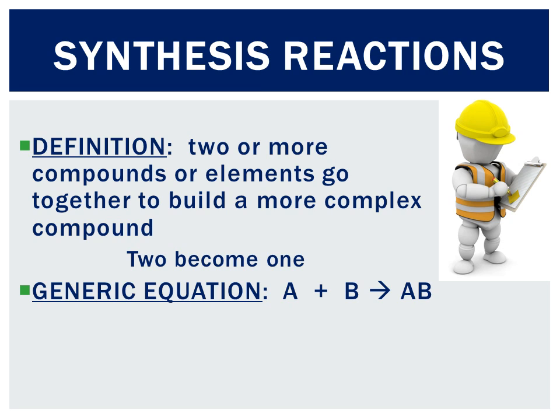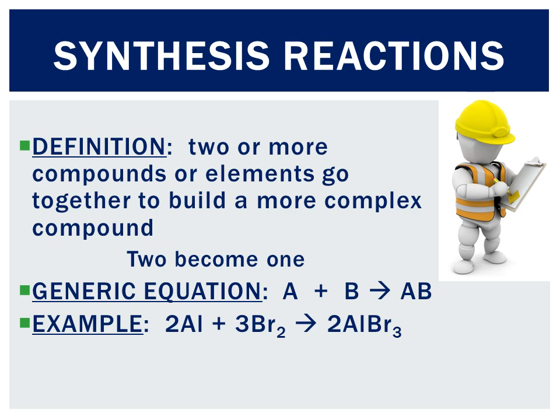An example of a synthesis reaction using real chemical compounds is the reaction of aluminum and bromine gas to form aluminum bromide. It is the balanced equation of this particular synthesis reaction.